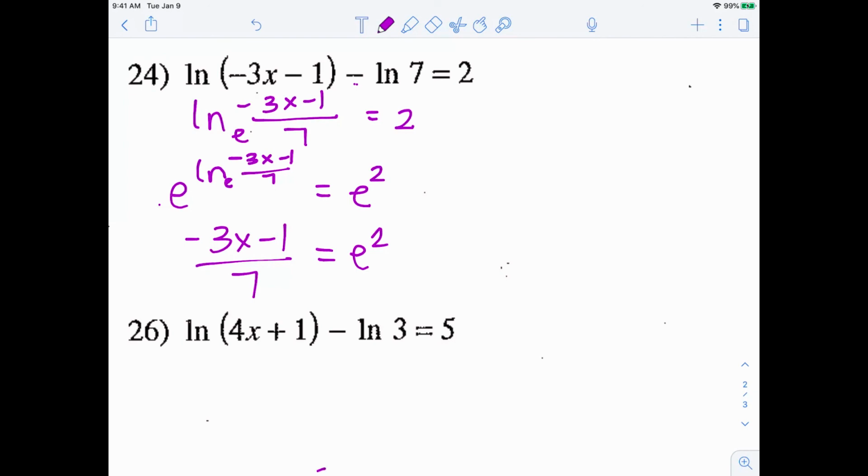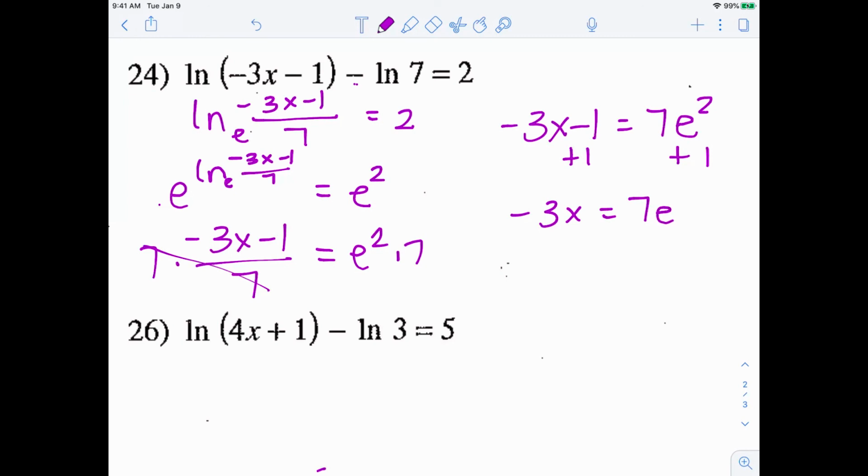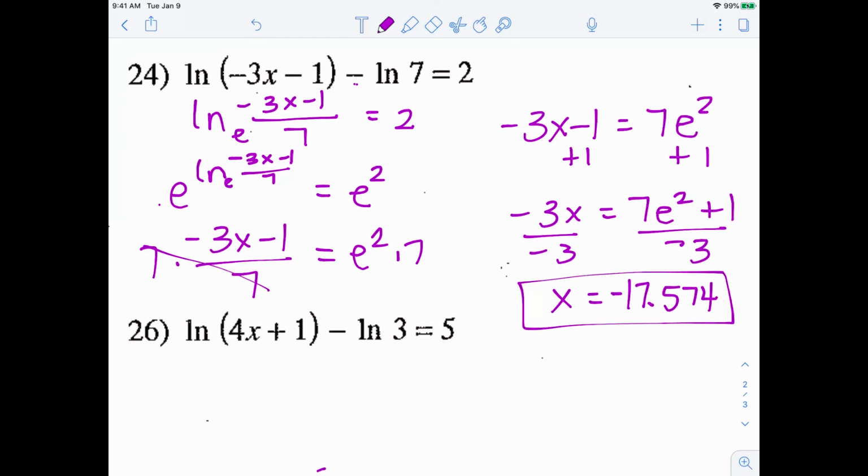And then we solve. I multiply by 7 on both sides, and we end up with negative 3x minus 1, because my 7 simplifies, equals 7e squared. I'll add 1 to both sides. We get negative 3x equals 7e squared plus 1. And then divide both sides by negative 3. You can either leave it as 7e squared plus 1 all over negative 3, or you can simplify it. If you simplify it, we'll end up with negative 17.574, and then that will end up being our final answer.